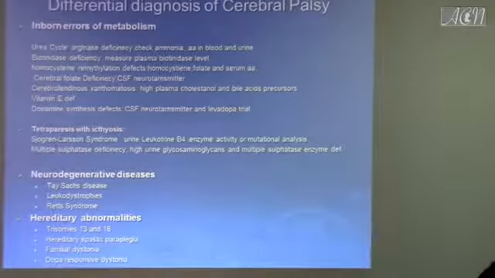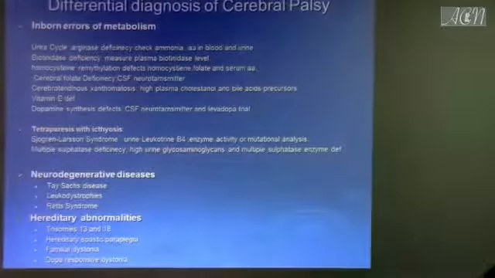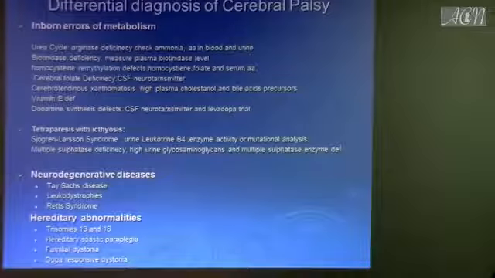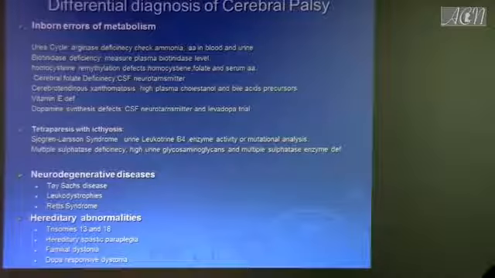Tetraparesis with ichthyosis. If you see a kid who is quadriplegic and he has ichthyosis, skin abnormality, Sjogren-Larsson syndrome, okay, and multiple sulfatase deficiency, and you can see this is how you can test for these disorders. Neurodegenerative disorder, Tay-Sachs, leukodystrophy, Rett syndrome, hereditary abnormality, trisomy 13, 18, hereditary spastic paraplegia, familial dystonia, Doege-Spencer dystonia.